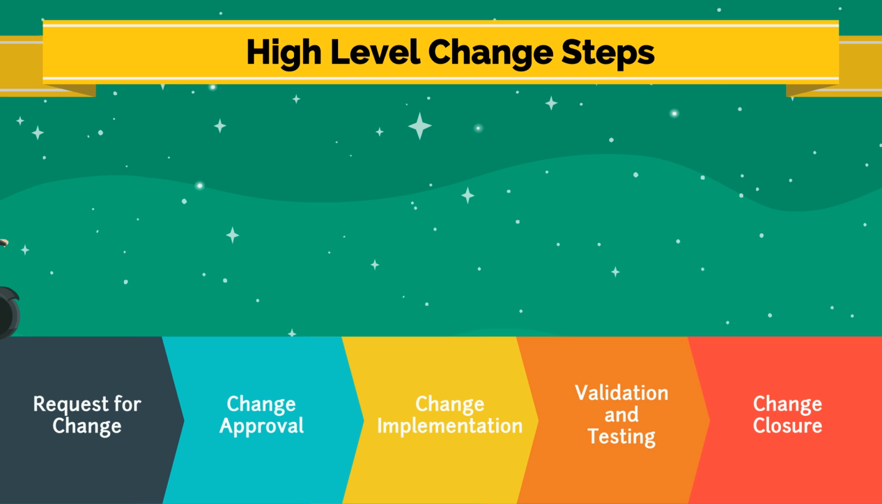The high-level process steps are: 1. Request for change. 2. Change approval. 3. Change implementation. 4. Validation and testing. 5. Change closure. Now, let us take a closer look.